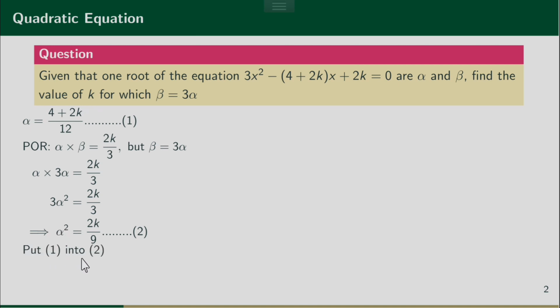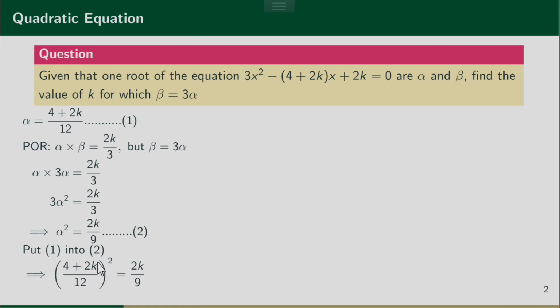So let me put equation 1 into equation 2. In the place of alpha, I'll replace this, which is 4 plus 2k divided by 12. All that squared is equal to 2k divided by 9. Now, notice that alpha has vanished from this equation. What I'm left to do is just to solve this equation for the value of k. What I will do is just to multiply out the bracket, that is to expand. Remember, this term squared means I'm multiplying the term into itself.